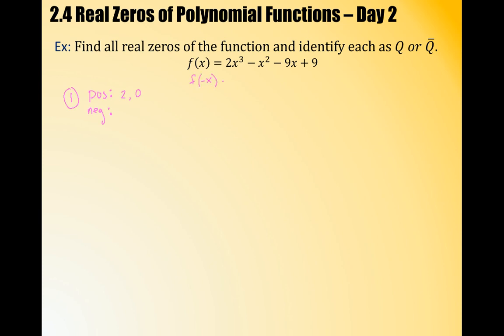F of negative x equals negative 2x to the 3rd minus x squared plus 9x plus 9. So this just changes once. So there's going to be 1 negative, and there could either be 2 or 0 positive, which would then impact if there's any non-real zeros, which this isn't asking for. Okay, so that's step 1. That's using Descartes.